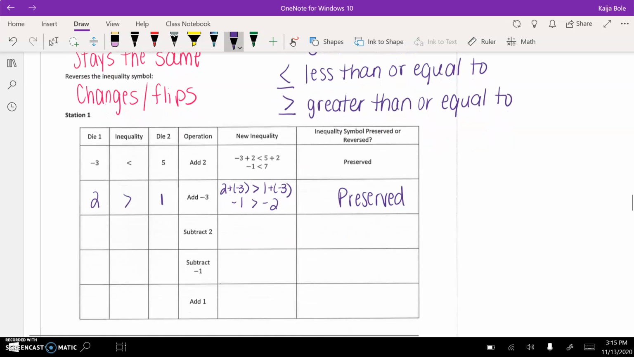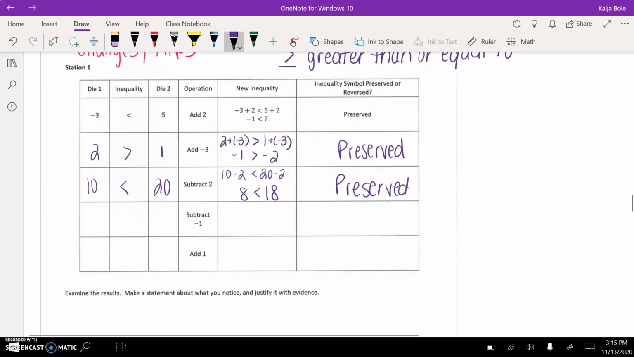If I did a little bit bigger numbers, maybe I said 10 was less than 20, and I was subtracting 2 from both sides. So 10 minus 2 is less than 20 minus 2. And 8 is less than 18. All right, so again, this was preserved. So that's the first table.